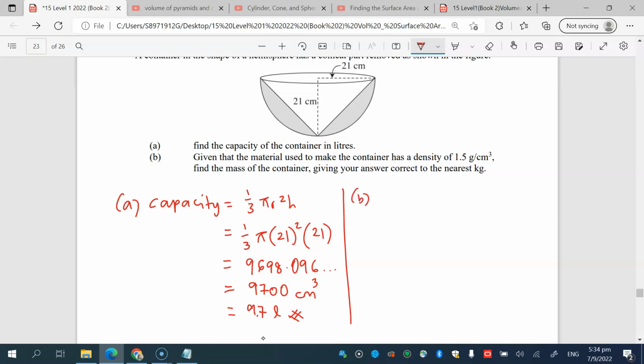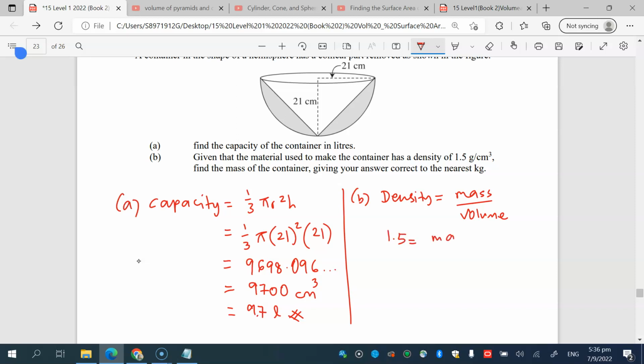Part B, given that the material used to make the container has a density of 1.5 grams per cm cube, find the mass of the container, giving your answer correct to the nearest kg. So recall from physics or science that density is equals to mass over volume. All right, you already have the volume from part A. Okay, and you have the density now.